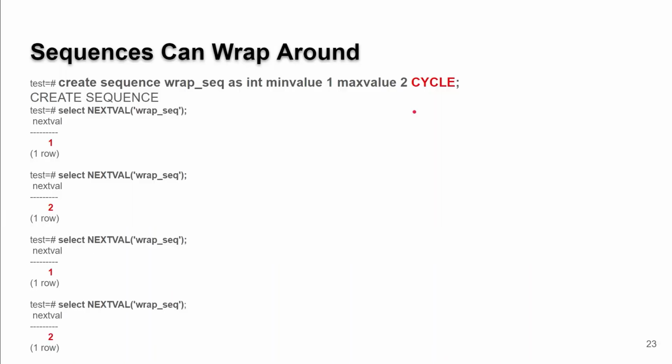So here's some more interesting stuff. Sequences can wrap. Here's an example where we're going to create a sequence called wrap sequence as an integer, minimum value of 1, max value of 2, and we're telling it to cycle. So we get our first value, it's a value of 1. Next value is 2, and because we told it to cycle, it goes back to 1 and 2 ad infinitum.